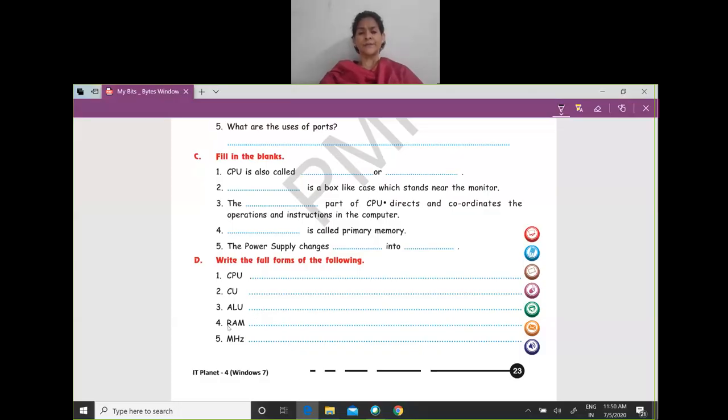Now write the full forms. CPU, Central Processing Unit. CU is the control unit. ALU is the arithmetic and logic unit. RAM is random access memory. And last one, MHZ is megahertz.